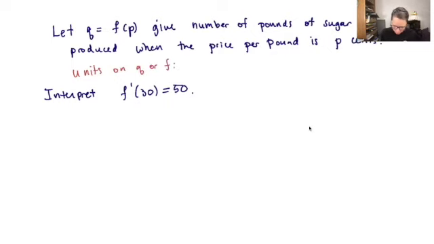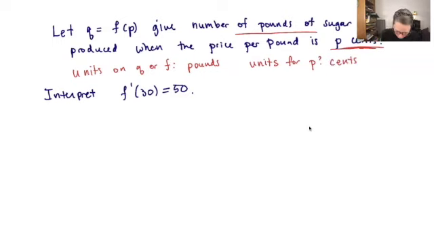So this is the output, and it's giving us the number of pounds of sugar. So we will measure Q, we will measure f, in pounds. And what are the units measuring p? p is the input variable, and it is the price per pound here. It's being measured in cents.